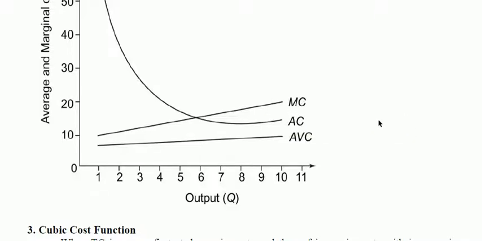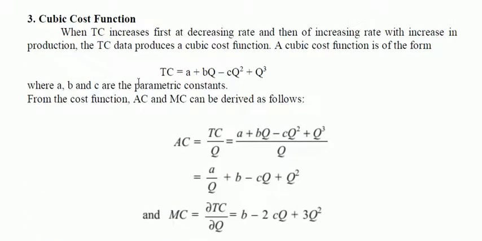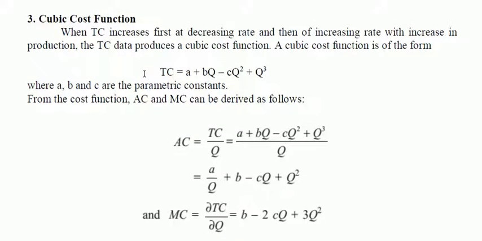Okay, again, you can skip this if you're not getting it. Don't worry about that. Then the third one is the cubic cost function. The formula goes TC is equal to A plus BQ minus CQ square plus Q cube. Okay, and we'll do the same thing. Average cost we'll find out. Then marginal cost is the derivative of total cost with respect to Q. So using this formula, the derivative of A is 0, the derivative of BQ is B, minus the derivative of CQ square is 2CQ, then the derivative of Q cube is 3Q square.